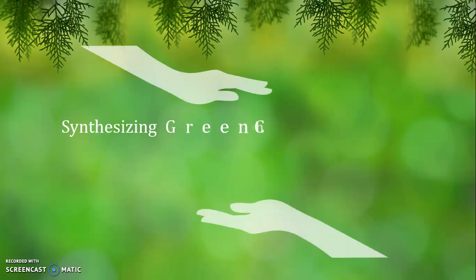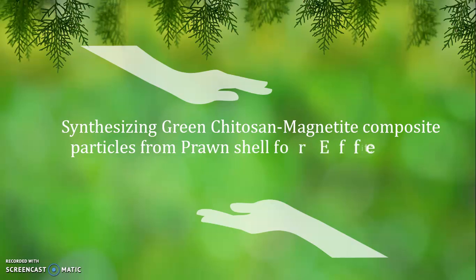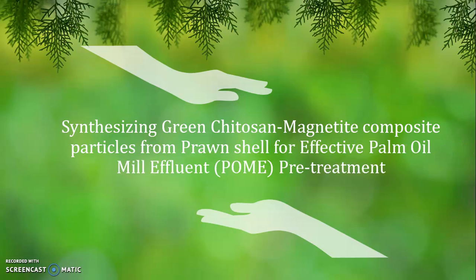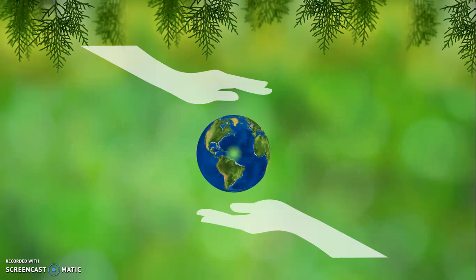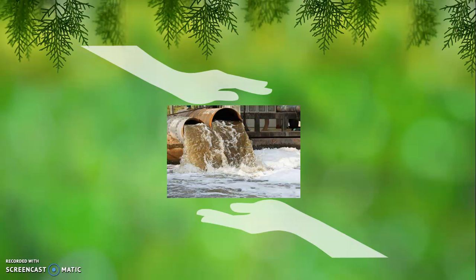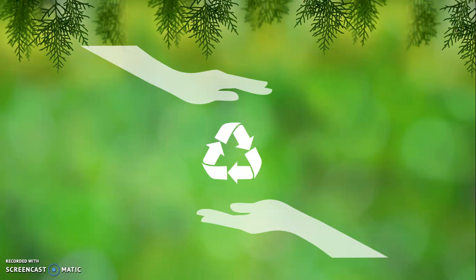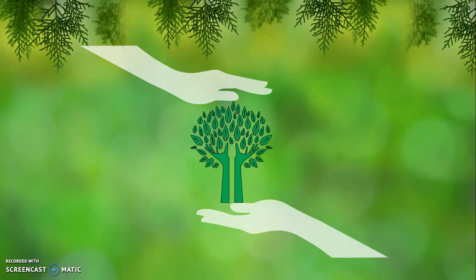And my FYP topic will be synthesizing green Chitosan-Magnetite composite particles from prawn shell for effective palm oil mill effluent, POME, pretreatment. The palm oil industry is growing rapidly. However, with quick development of the palm oil industry, it has gone through environmental challenges, which have serious consequences on the natural environment. Therefore, the pretreatment of POME using coagulation and flocculation process by recycling and utilizing back the prawn shell waste, which means in this study the prawn shell waste will be utilized back to create a product in order to reduce the environmental pollution.